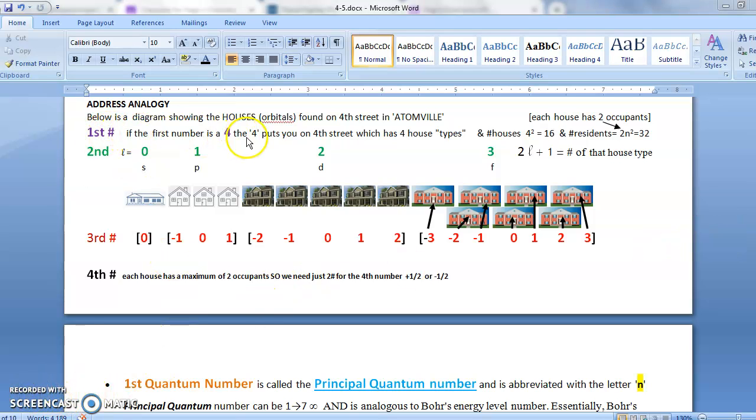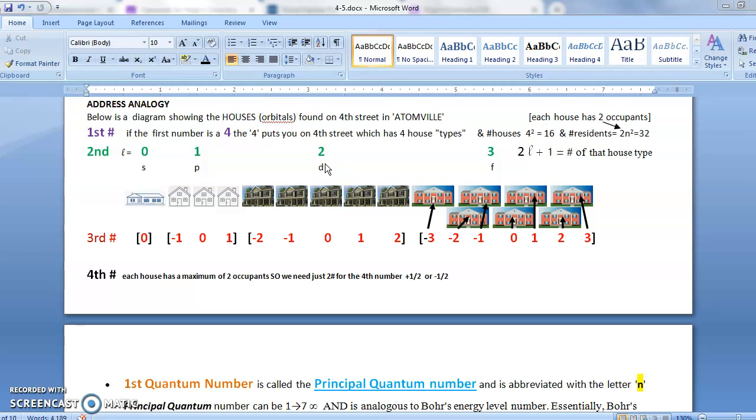So the first number puts you on a street. In this case, we're on 4th Street. The second number puts you in a part of the street called a sublevel. The part of the street is always made up of the same types of houses. Each of the houses are orbitals, but these are all different. The S orbital making up the S sublevel has this shape. The P orbital, the P houses, have these shapes, and there's 3 of them with the same shape making up that part of the street. There's 5 orbitals with this shape making up the D part of the street, the D sublevel part.